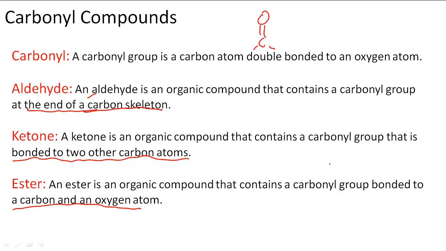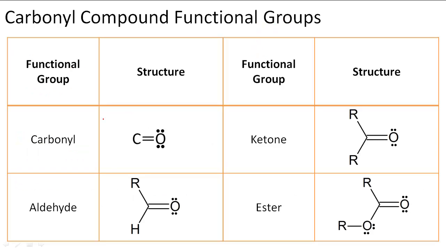So esters are the carbonyl group bonded to a carbon and an oxygen. A ketone is the carbonyl group bonded to two other carbons, and an aldehyde is at the end of a carbon skeleton. So let's take a look. This is the functional group, the carbonyl group. Here is its structure. So these all have carbonyl groups because they are all carbonyl compounds: ketone, ester, and aldehyde.